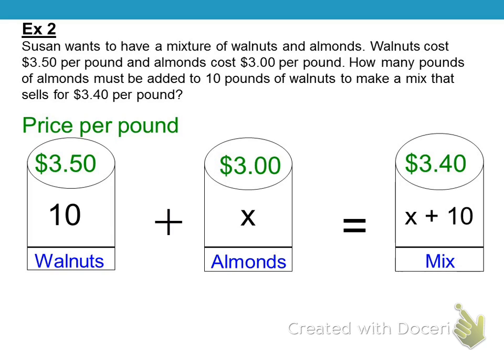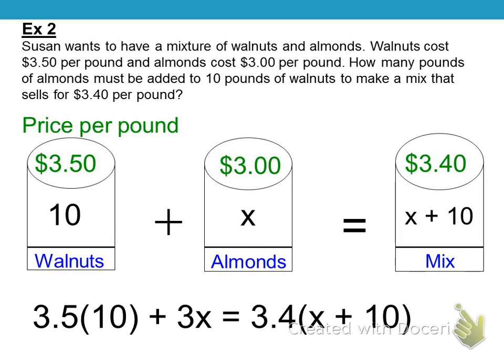3.4x plus 3.5 times 10. Wait, what are you doing? Yeah, let's just go in order. Okay. 3.5 times 10. Okay. Plus 3 times x equals 3.4 times x plus 10. Very good. More. So this is our equation.